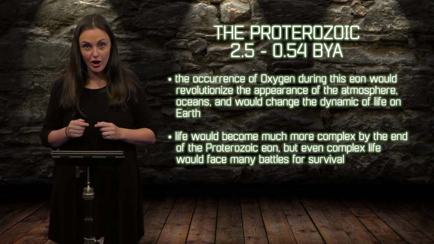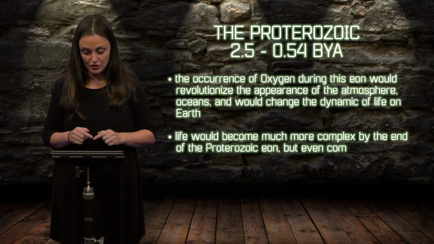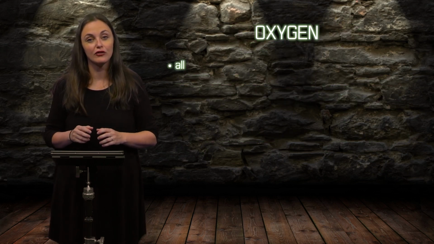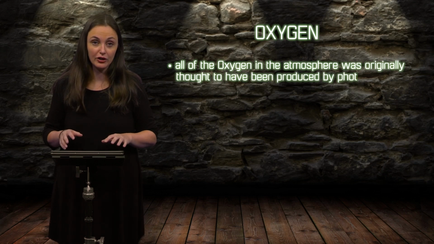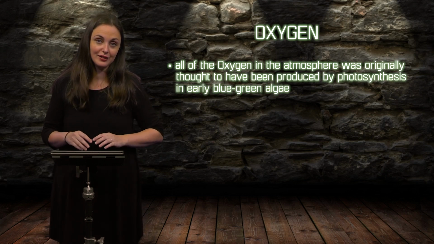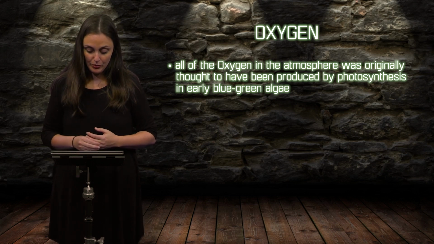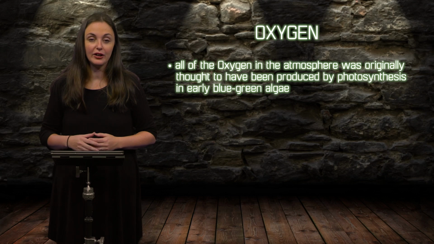So the oxygen on our planet is going to form as a result of some of these organisms that are going to take over the shallow marine environments on Earth, the places that are surrounding the continents. This is going to be a blue-green algae that we'll talk about in a little bit more detail.